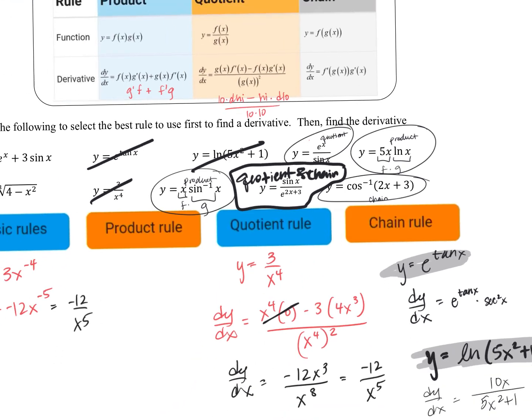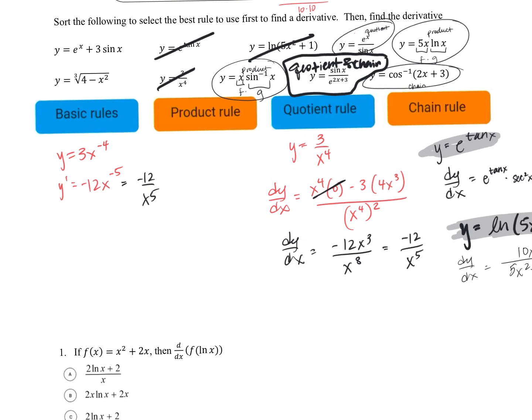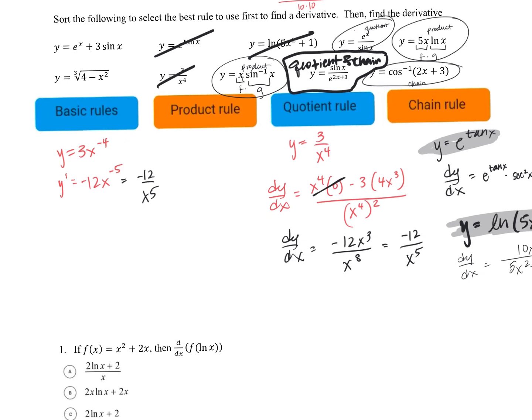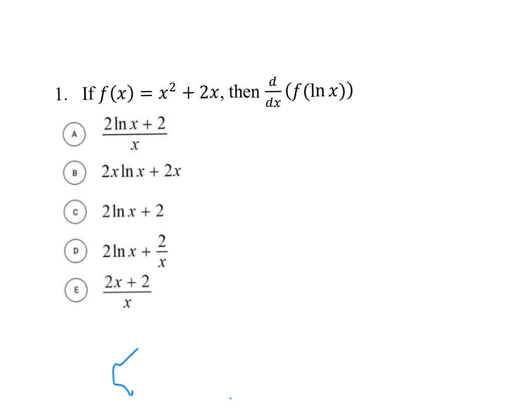Okay, so we don't have to work through all those, but I just wanted us to talk through what we would have to do. Let's just go apply some things. Let's go get busy. Let's go do it. On this one here, they want the derivative of f of ln of x.